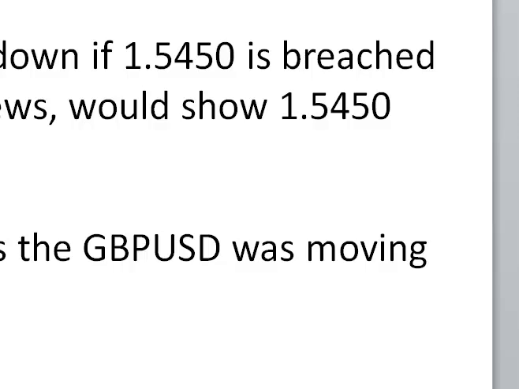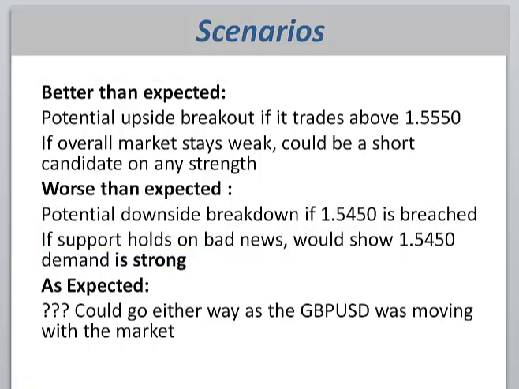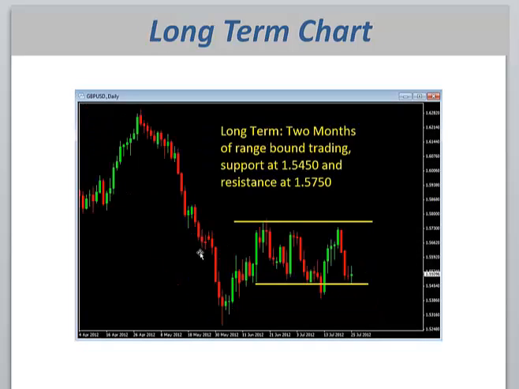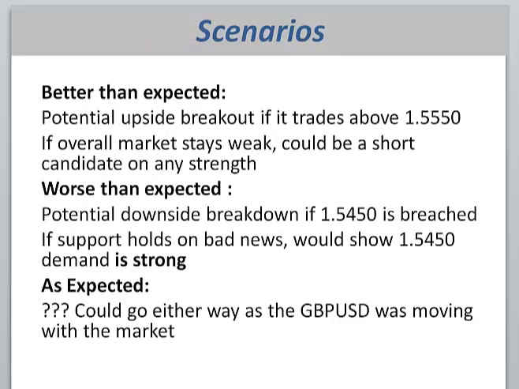On the other hand, if we had bad news and the support was holding on bad news, then that would show that this 154 level is really strong. So if the pound dollar keeps trading to this level and keeps bouncing off that support level, that means there are a lot of buyers there. Anytime the pound dollar comes to 154.50, a lot of buyers jump in, which means there's a lot of demand.